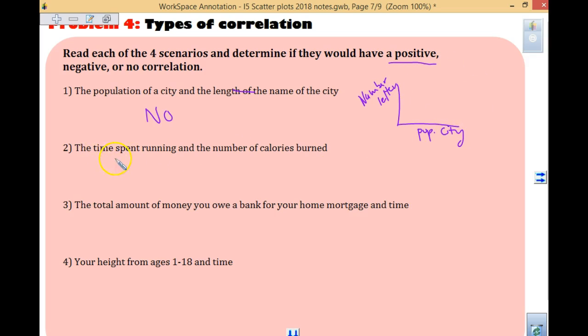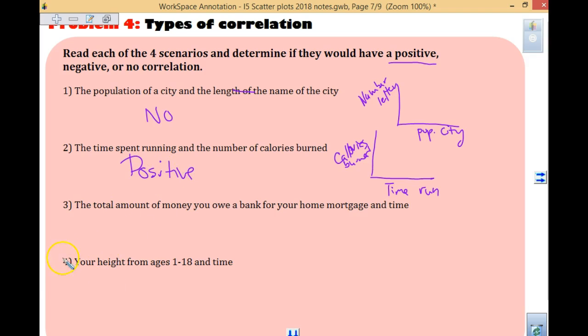Next one. Time spent running and the number of calories. So think of the graph this way. This is your time that you run, and this is the calories you burn. If you just run around the block, you probably don't burn that many calories, right? So a short distance or the time it takes you, you just go around the block. Whereas if you're doing the 10K or the 15K or the marathon, what's happening to your calories? So this one should be positive, right?